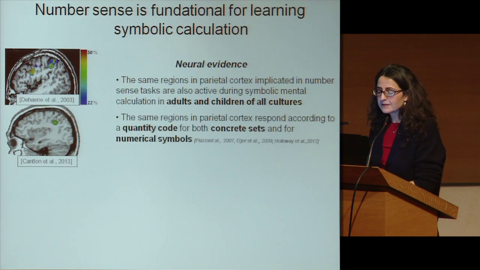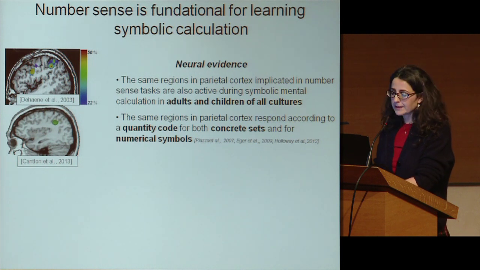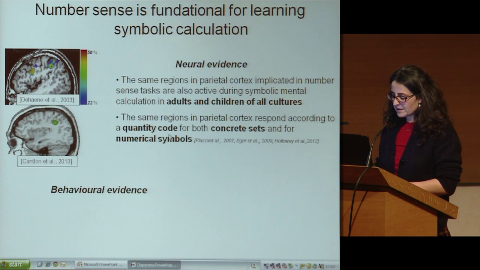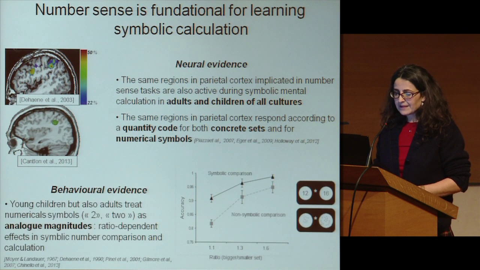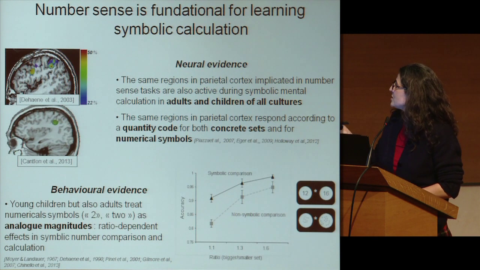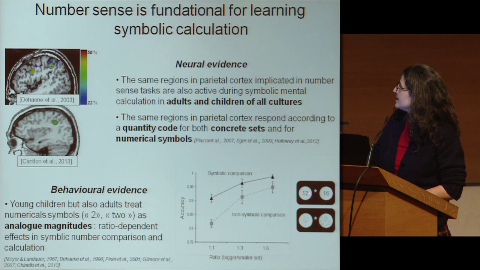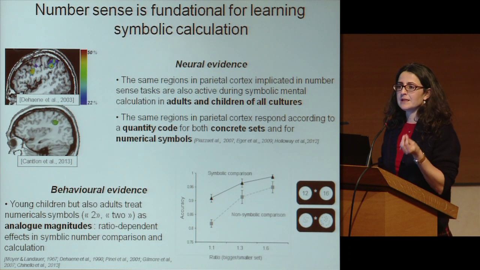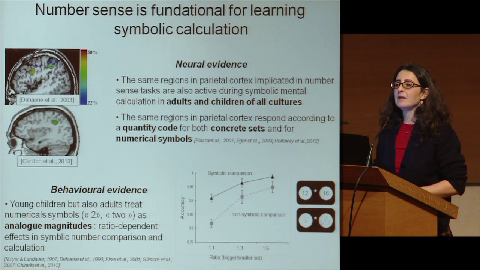And the same region in parietal cortex responds according to a quantity code for both concrete sets and for numerical symbols. We also have a lot of behavioral evidence, since a long time now, that tells us that adults and children cannot help but treat, to some level of information processing, symbols for number, that by definition are digital representations of exact quantity, as analog magnitudes.